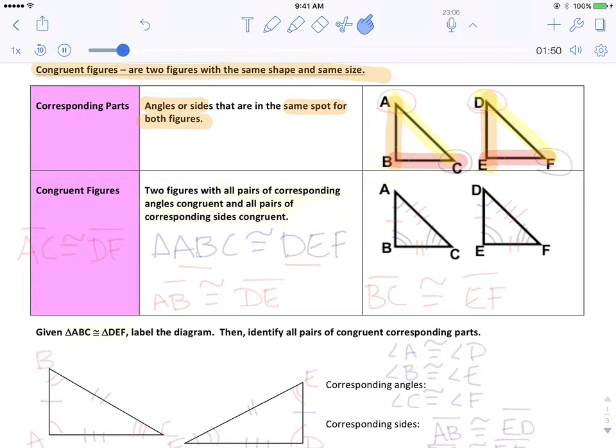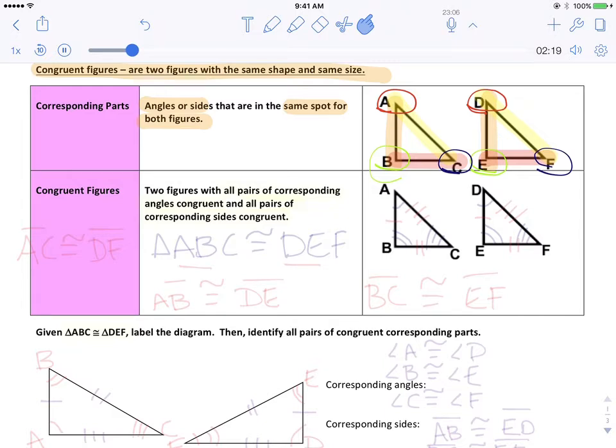In the same manner, we can say the same thing about the angles being congruent. So we can look and say that angle A is congruent to angle D, and angle B is congruent to angle E, and angle C is congruent to angle F. So those corresponding parts are important to match up when we're talking about congruent shapes.